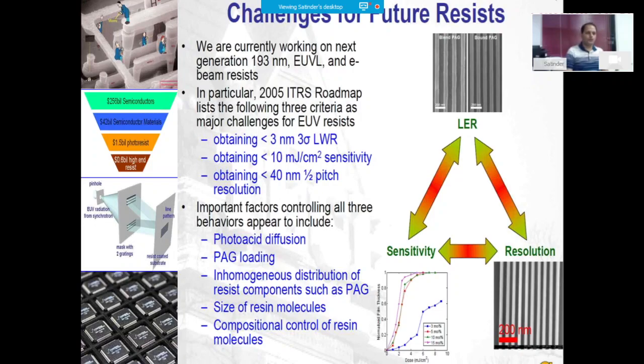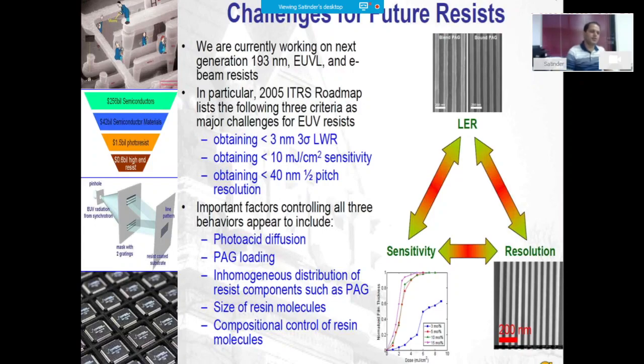Now we are going to talk about the challenges for the future resist. Here you can see that we are currently working on 193 nm, EUV, and e-beam based resists. These are the potential materials which are going to give the smallest transistor in the world. The LWR should be less than 3 nanometer, which is on the higher side, from long-back older requirement expectations. The sensitivity should be 10 millijoule per centimeter square, and at least 40 nanometer half pitch, which was also higher, very older projections.